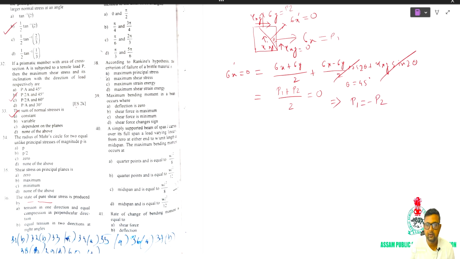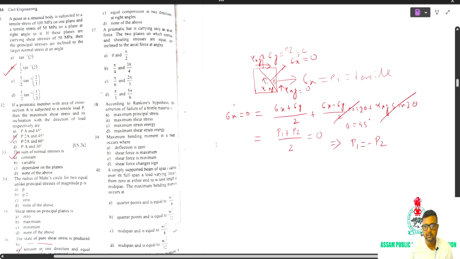That means we have to apply two principal stresses of opposite nature. If P1 is tensile, then this P2 has to be what? Compression. Right. So the answer will be this A, tension in one direction and equal compression in the perpendicular direction. Right. This is the answer.